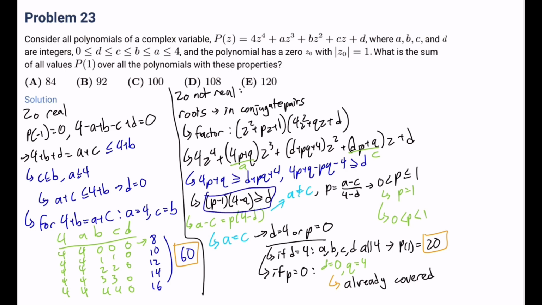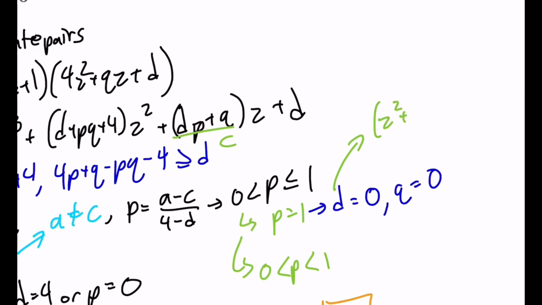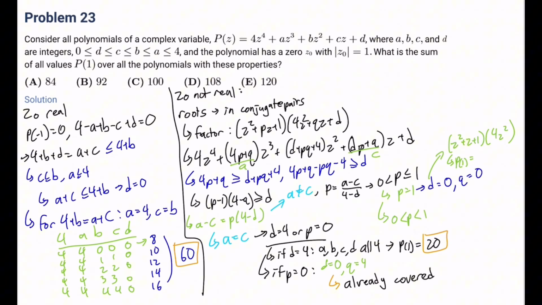then because of this thing, if p is equal to 1, then this is all 0. So that means d is just going to be 0, right? Since same thing, d plus pq plus 4 is less than or equal to 4. That means d plus pq is less than or equal to 0. That means q is also going to be equal to 0. And so if we put those into here, then that's going to give us (z squared plus z plus 1) times 4z squared. Our p1, this is going to be equal to 4 plus 4 plus 4, right? So that's just going to be 12. So we have another value.